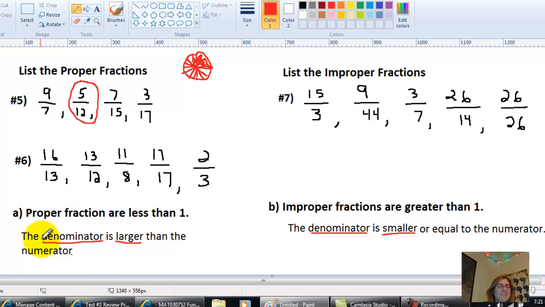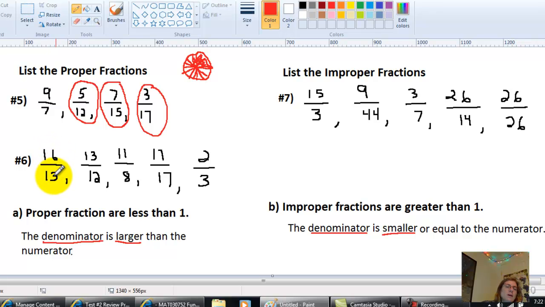Moving on. The denominator is larger than the numerator for a proper fraction. So here the denominator is 15, the numerator is 7. The denominator is larger than the numerator, so that is also proper. It means this will be cut into 15 pieces and 7 pieces will be shaded. Denominator is 17, numerator is 3. The denominator is larger than the numerator, so this is a proper fraction. So there are 3 proper fractions in this entire group of fractions. That's question number 5. Question number 6, we ask the same questions.